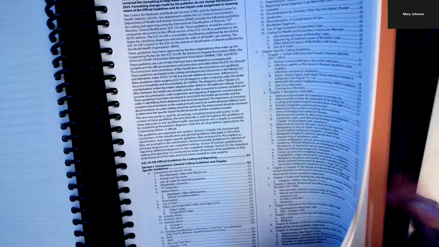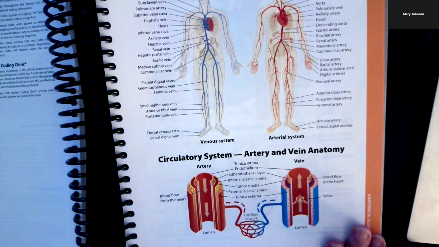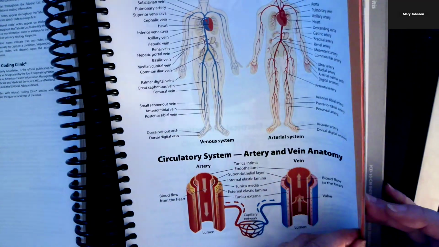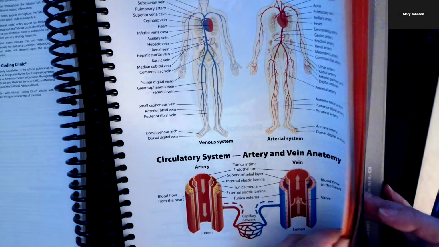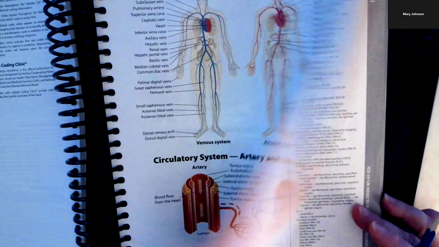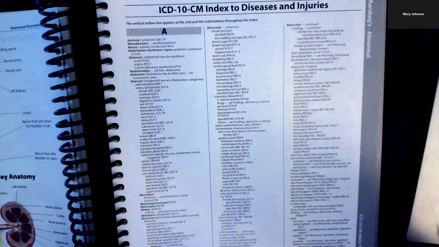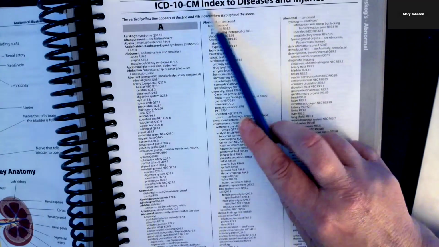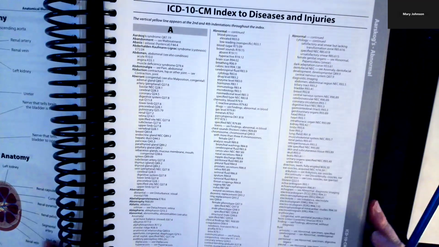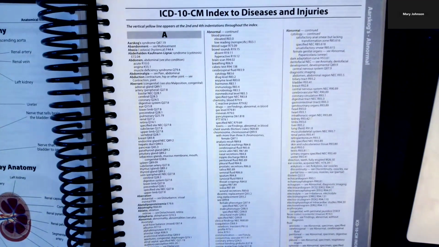All right, after the guidelines, you will see you have some lovely illustrations of the anatomy of the body. Take time to get used to that and see what you have there. Just explore your coding manual. That's the way you get to know it. Then after your illustrations begins your alphabetic index. If you notice this at the top, it's named ICD-10-CM Index of Diseases and Injuries. We call it our alphabetic index, and this is your beginning point. This is where you start to code.